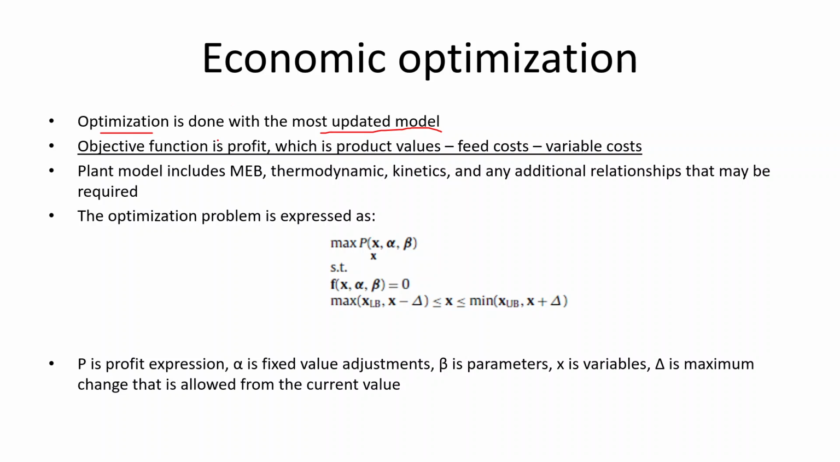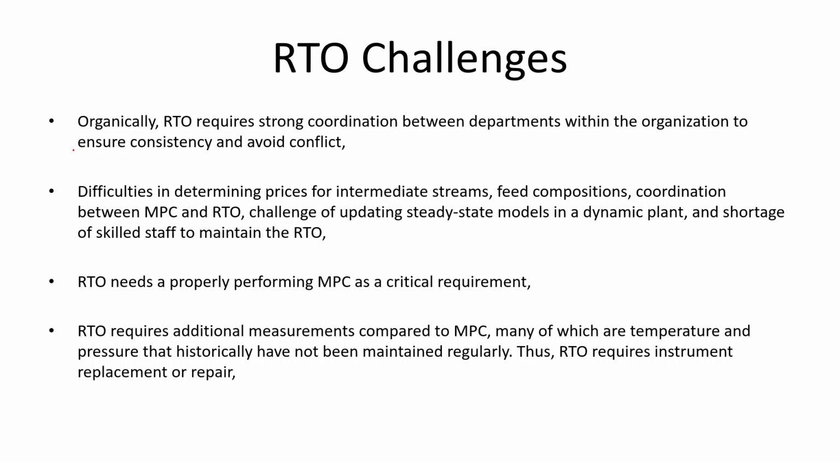And then the objective function is always profit, which is the product sales minus fixed cost, minus variable cost, energy, and so on and so forth. It includes all of this mass and energy balance, thermodynamics, kinetics, and so on. And then this is the mathematics from the article that I picked. You can read this. But the bottom line is this number. This is the bottom line. So these two points are important in this case.